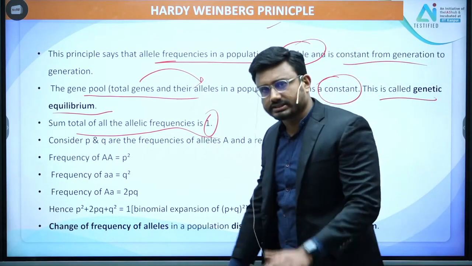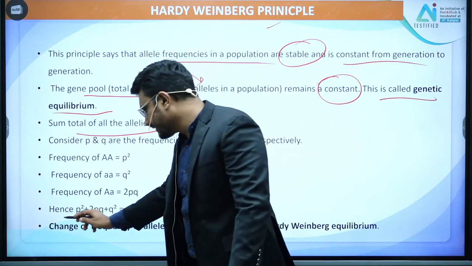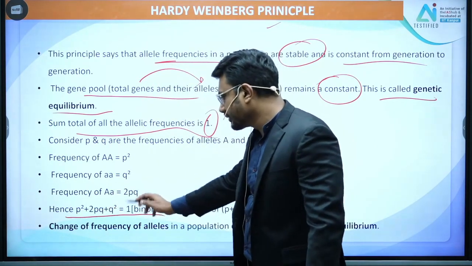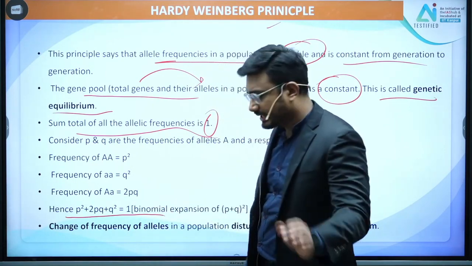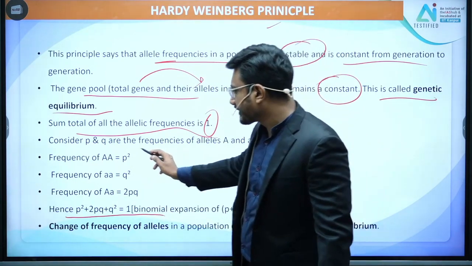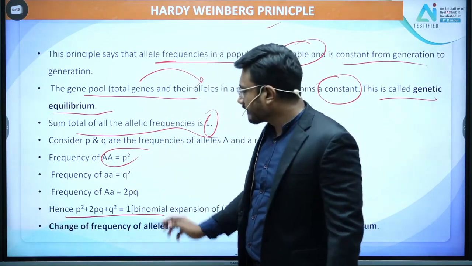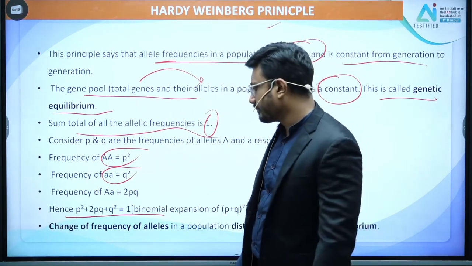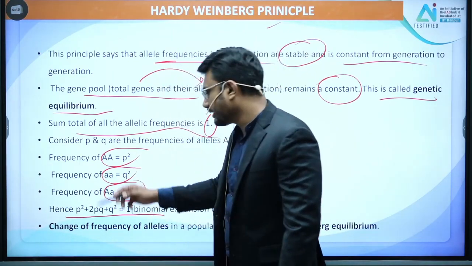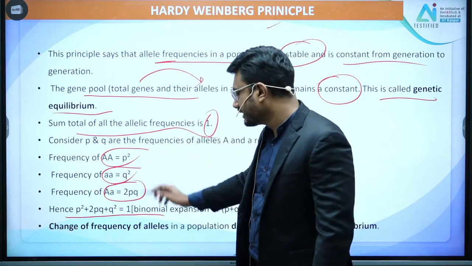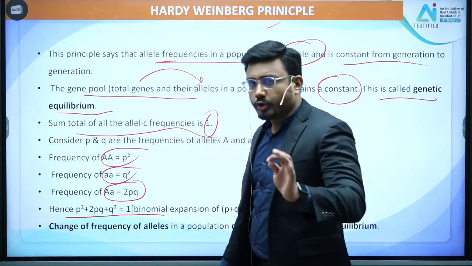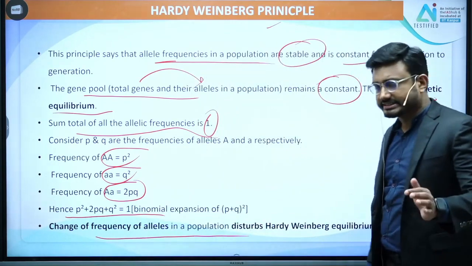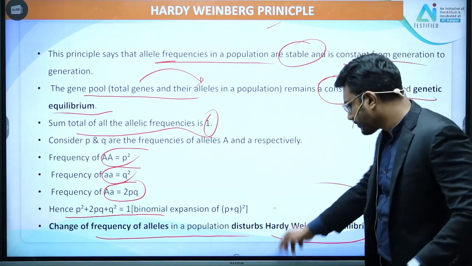So the equation given by Hardy-Weinberg is p square plus 2pq plus q square equals 1. The p square is the frequency of the dominant alleles. The q square represents the frequency of the recessive alleles in the population, and the frequency of the heterozygous population is given by 2pq. So a change in the frequency of alleles in a population disturbs the Hardy-Weinberg equilibrium.